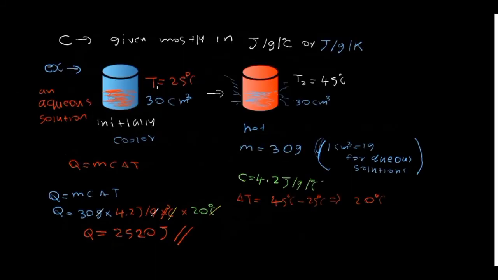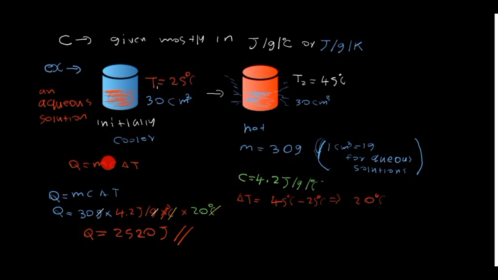Then you can find the mass, and the specific heat capacity is mostly given in joules per gram per Celsius or joules per gram per Kelvin. So no need to convert any units. Let's have a good look at an example. An aqueous solution has a volume of 30 cm3 and the temperature is 25 degrees and it's really cold. Next, we provide heat and the temperature is raised to 45 degrees and the volume remains unchanged at 30 cm3, and it's now kind of hot.